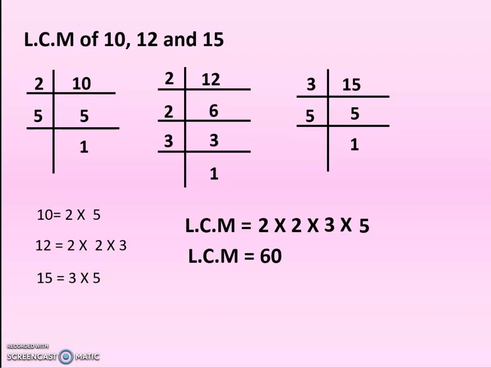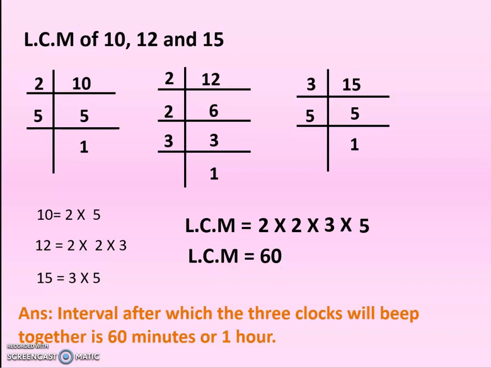But we have to get the answer. It's not complete till the time we don't get the answer. Don't forget the sum said to find after how many minutes will they beep together again. So the interval after which the 3 clocks will beep together is 60 minutes. 60 minutes is also 1 hour. We already know that. So we can also write it as 1 hour.